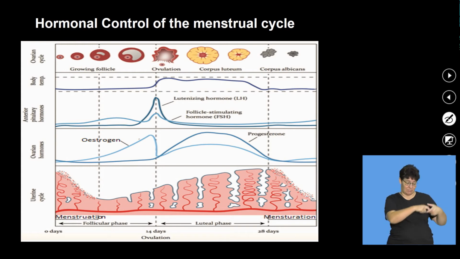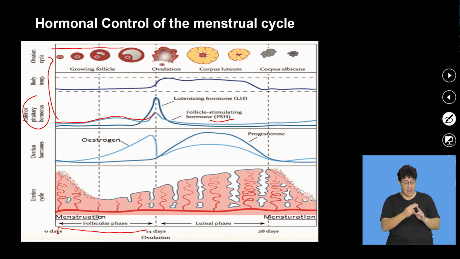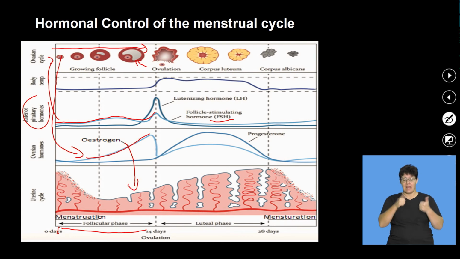So as I mentioned, when we look at the pituitary hormone, in this case follicle stimulating hormone, we see that the levels of follicle stimulating hormone gradually increase between day 1 to day 14. This in turn causes the development of the primary follicle into what we call a mature Graafian follicle. As that occurs, we see that estrogen levels increase, and we can see the link between estrogen levels increasing and the thickness of the endometrium.